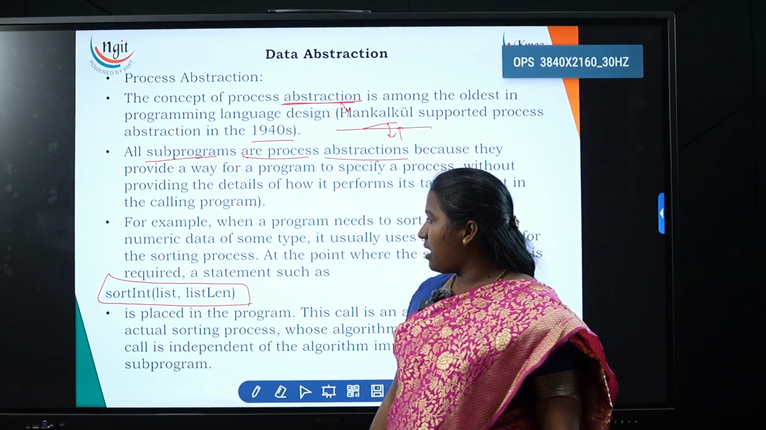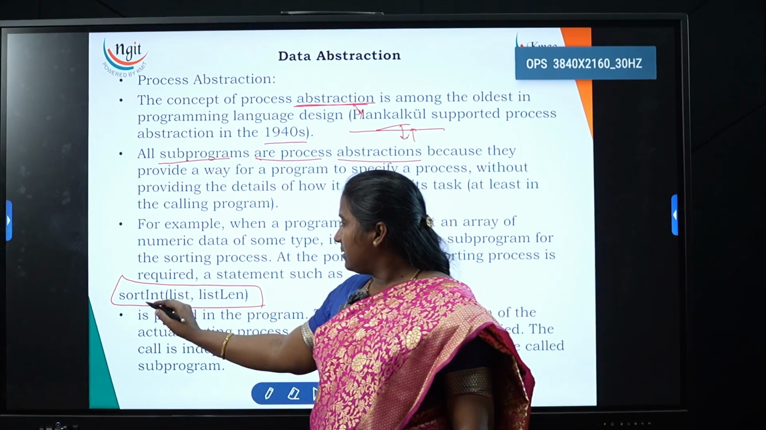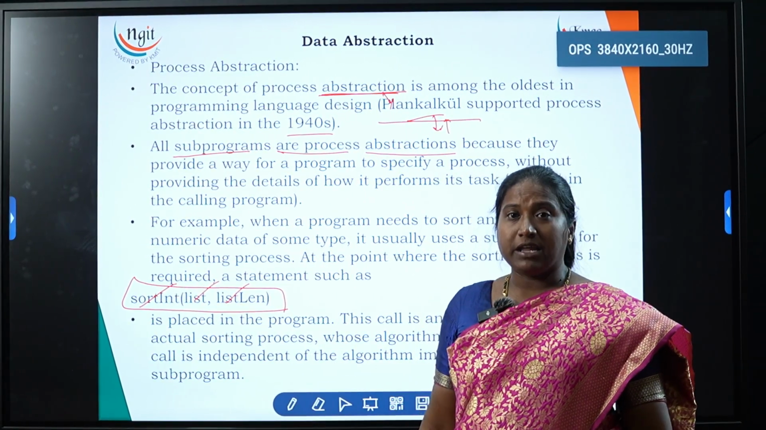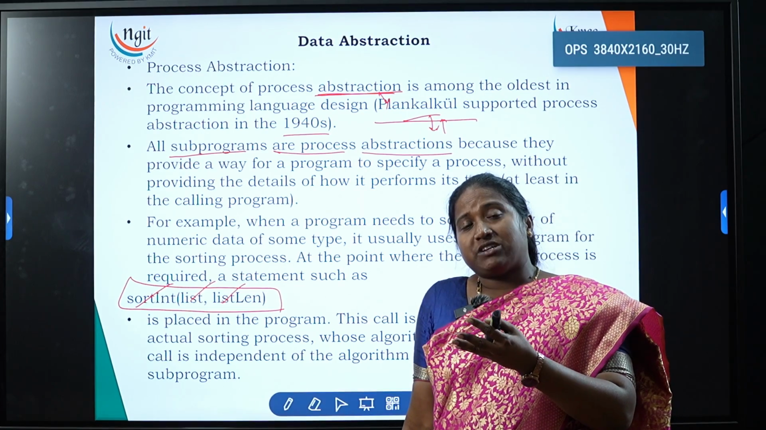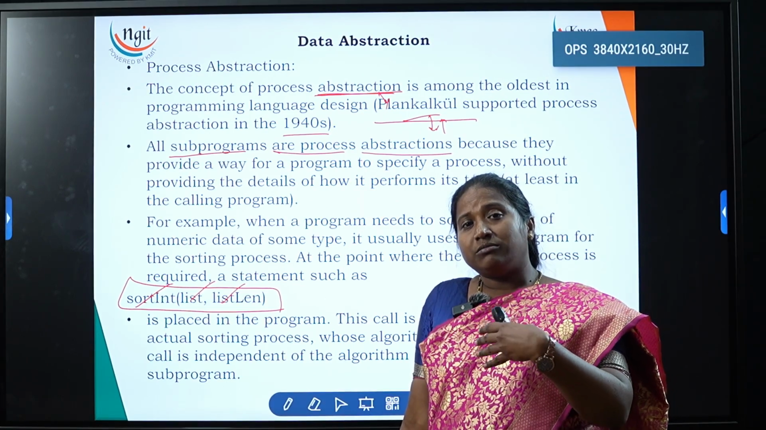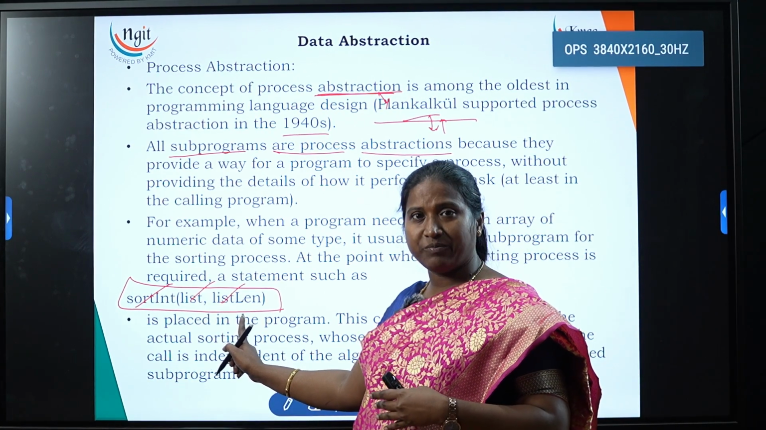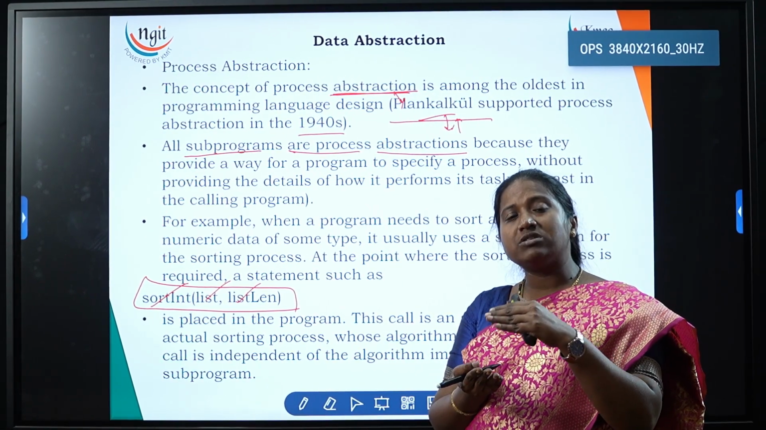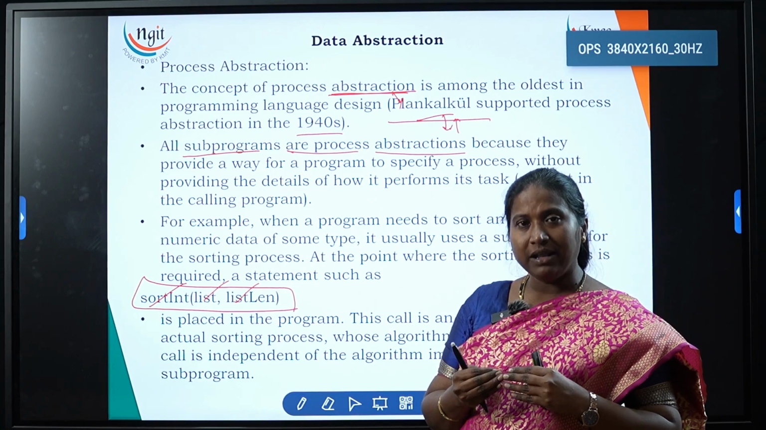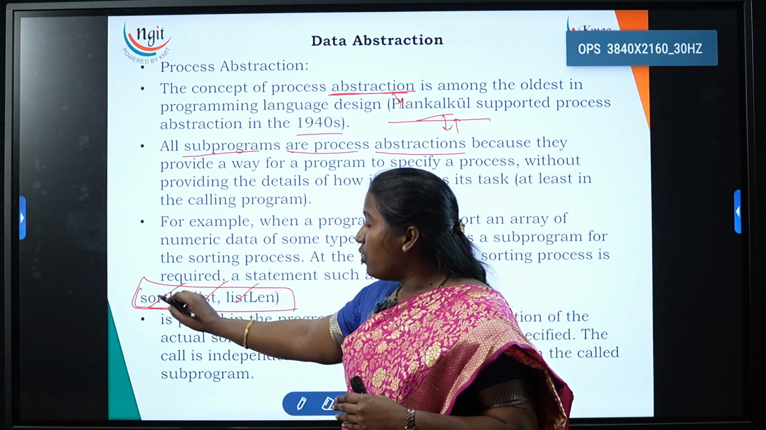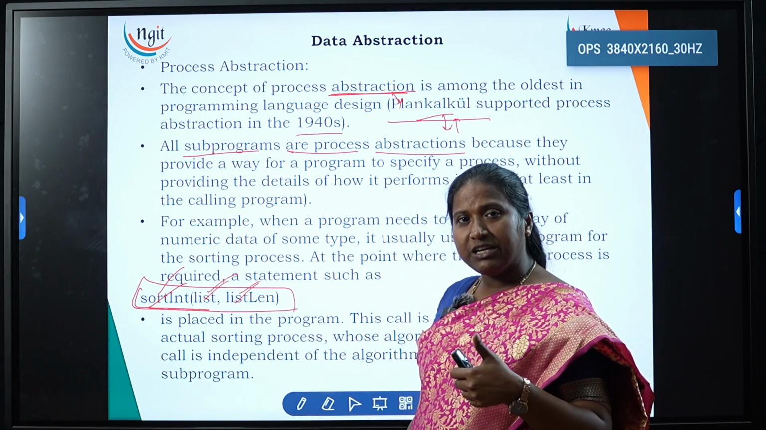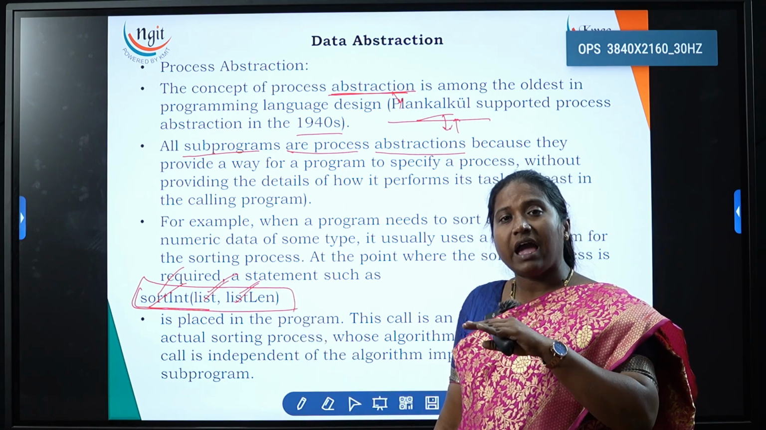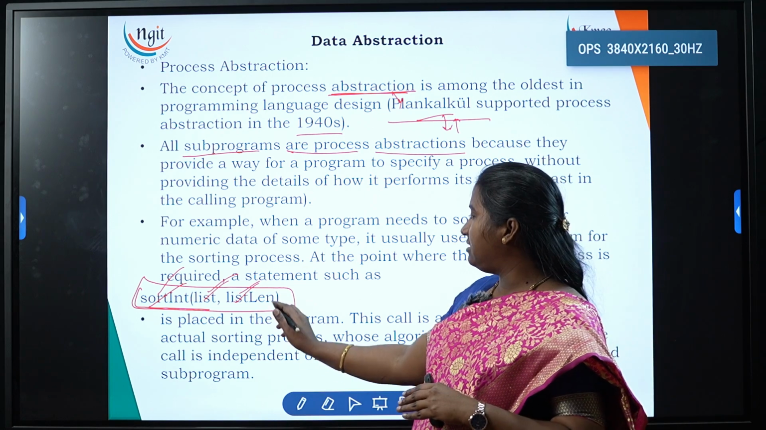Sort int list comma list length. Here sort integer is what? My function name. List length are what? The parameters. So what data abstraction is provided here? I am not disclosing what this function will perform. Though I am writing it into the program, with the access specifier I'll close the visibility of that implementation part, and I'll give access to see the function name, the parameters, and the size of this list. These kinds of details will be made accessible to the user to manipulate their own data.